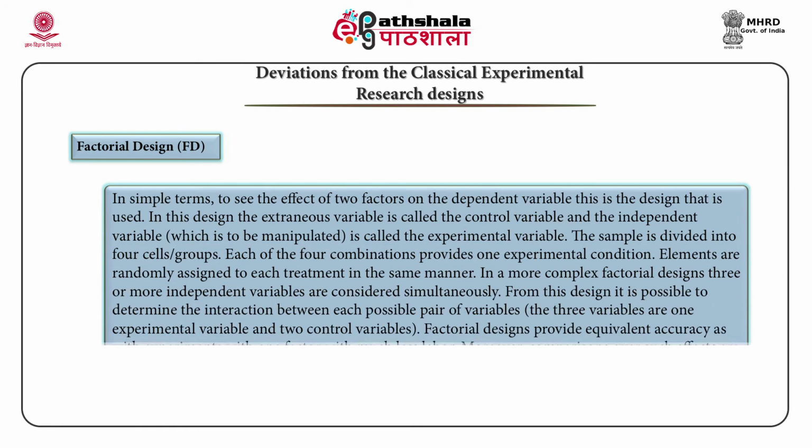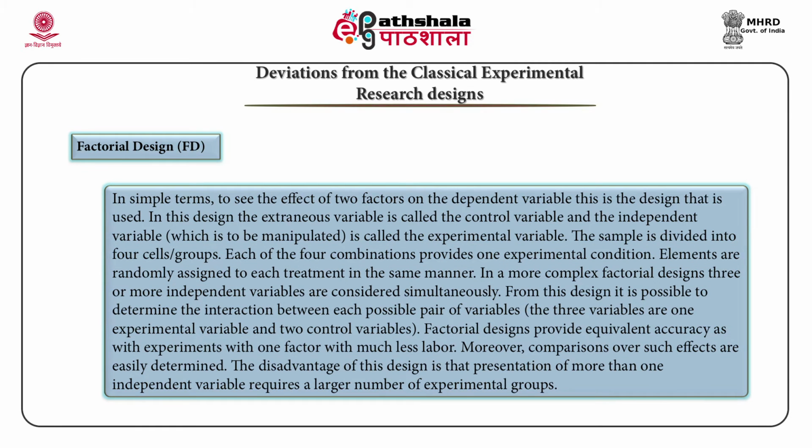Factorial design, FD. In simple terms, to see the effect of two factors on the dependent variable, this is the design that is used. In this design, the extraneous variable is called the control variable and the independent variable is called the experimental variable. The sample is divided into 4 cells or groups. Each of the 4 combinations provides one experimental condition. Elements are randomly assigned to each treatment in the same manner. In a more complex factorial design, 3 or more independent variables are considered simultaneously. From this design, it is possible to determine the interaction between each possible pair of variables.